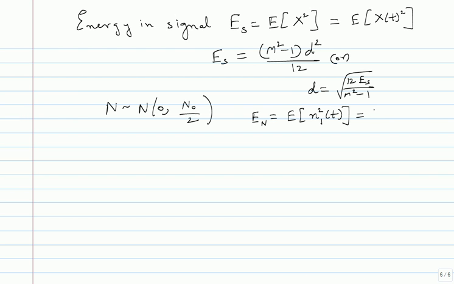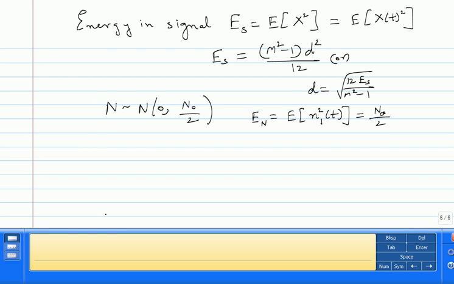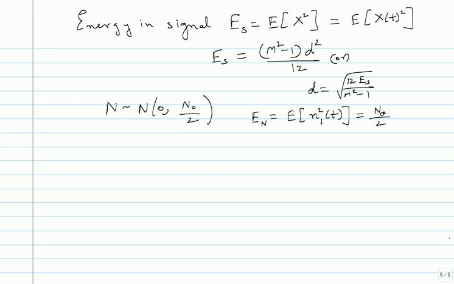And this we showed was equal to N0 by 2, is that right? Maybe, yeah, I think so. This will work out to N0 by 2. We'll take it to be N0 by 2. There might be a constant missing here, but something very bad happened. You can check the relationship between this and this and make sure that it works out. Even if this is not important to us, we'll take E_N to be N0 by 2.